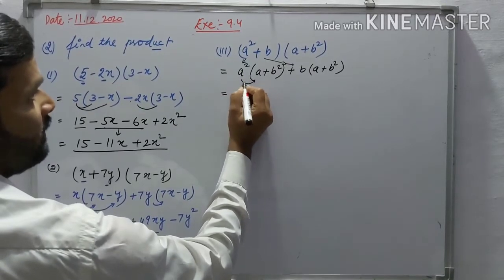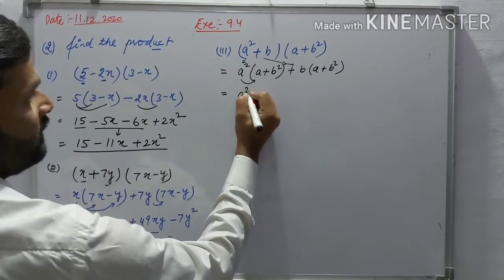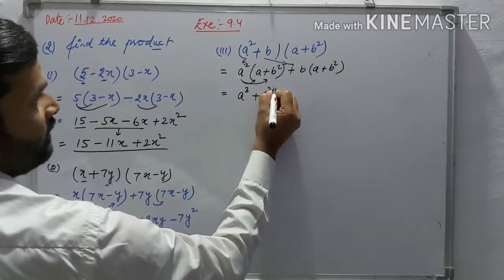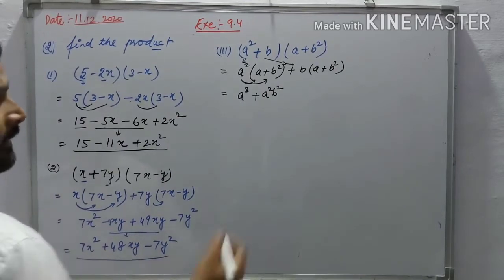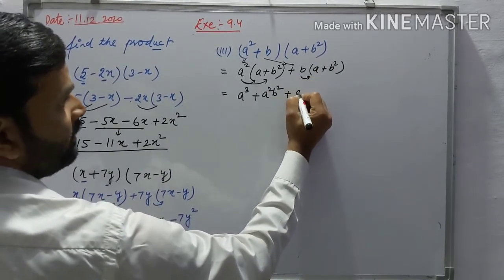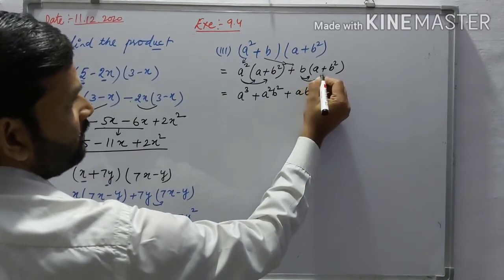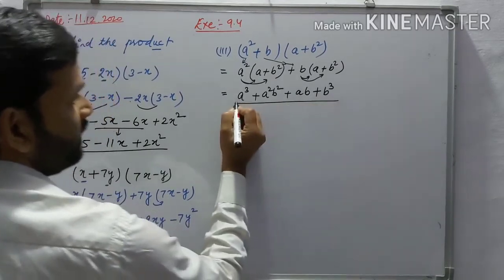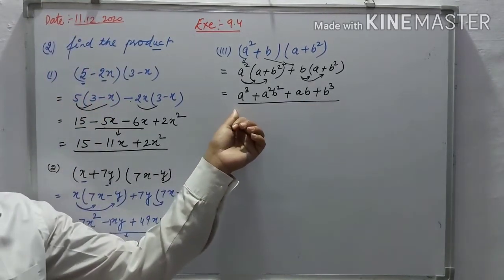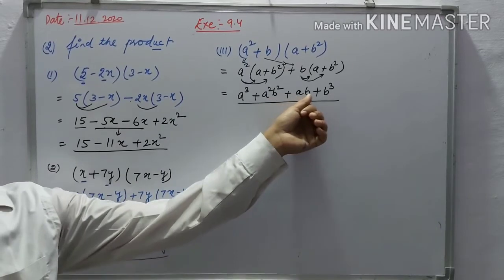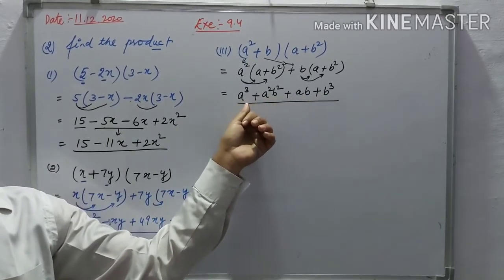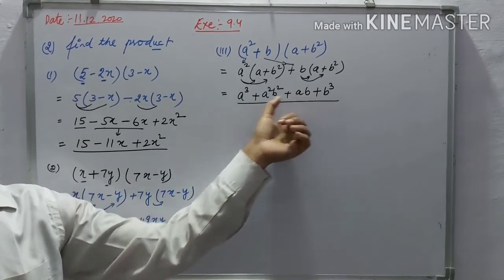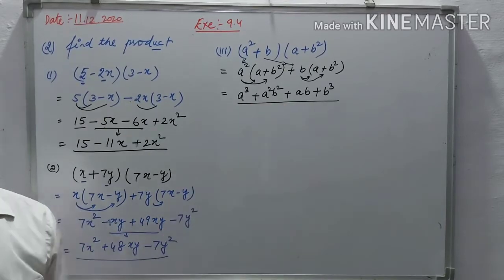Okay, now multiply: 2 and 1, that is 3, a power 3, plus here we multiply a square b square. Okay, now plus we multiply ab, and second, multiply plus b power 3. Then the terms are a cube, a square b square, ab and b cube. The four terms are unlike terms, because there are no same terms, no like terms here. It means this is the final answer.